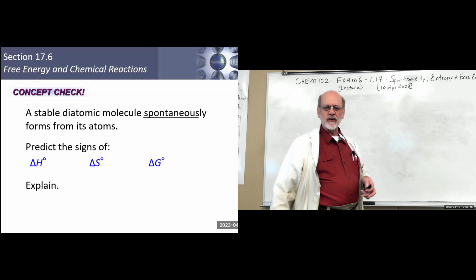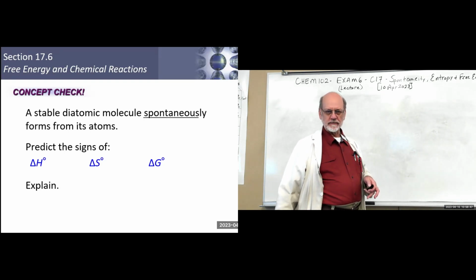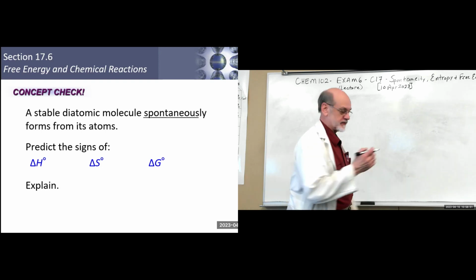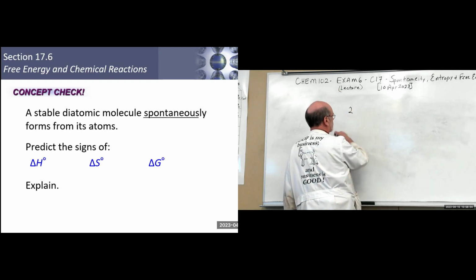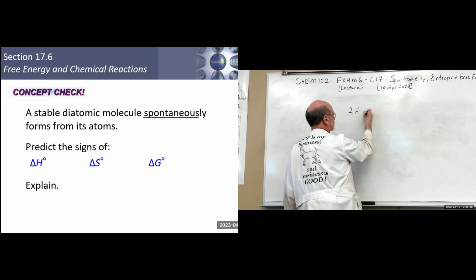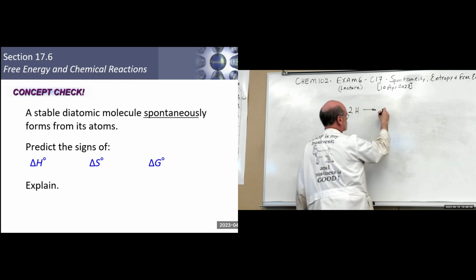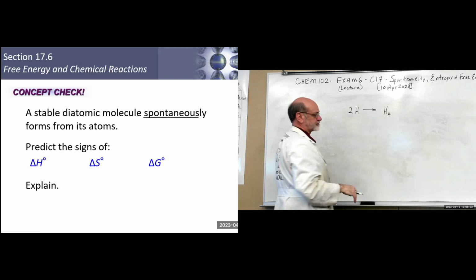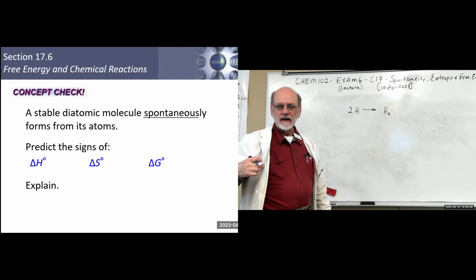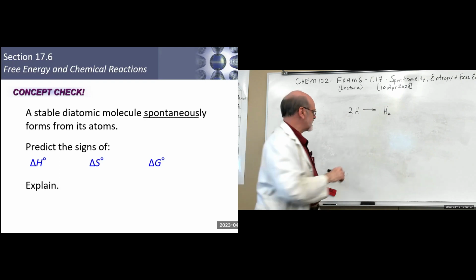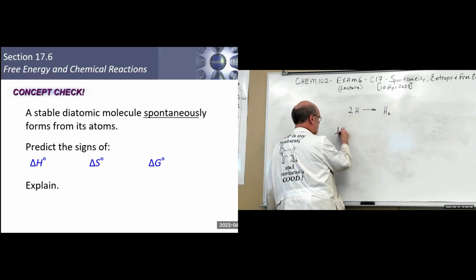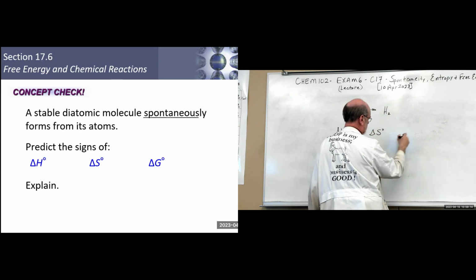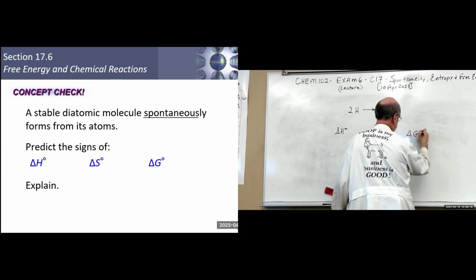So if we have a stable diatomic molecule that spontaneously forms from its atoms. So we have a diatomic molecule. Let's just take hydrogen, for example. It spontaneously forms from its atoms, right? Predict the signs of these: delta H, delta S, and that would be for the system, and delta G.